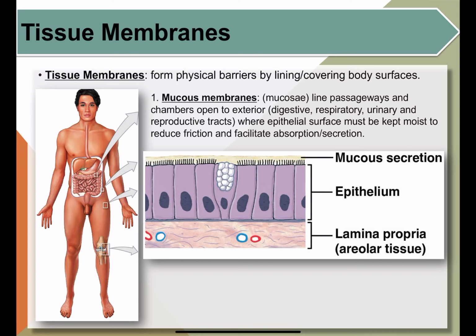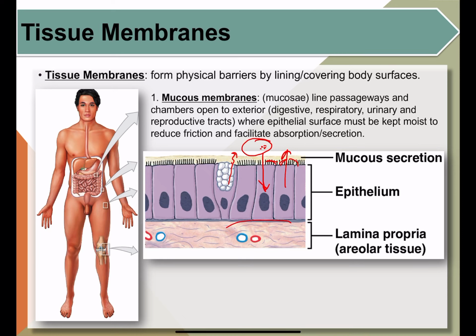Those epithelial surfaces usually must be kept moist in order to reduce friction and facilitate absorption and secretion from those cells. For example, if this was cells of your trachea, then you have secretions of mucus coming out of your goblet cells. And here are those little cilia for moving that mucus up away from your lungs towards your oral cavity. And this will be the space within the oral cavity or opening of your trachea.